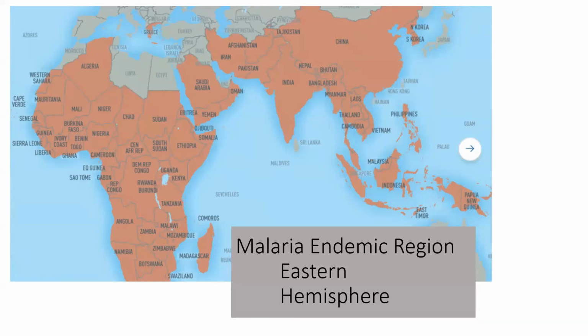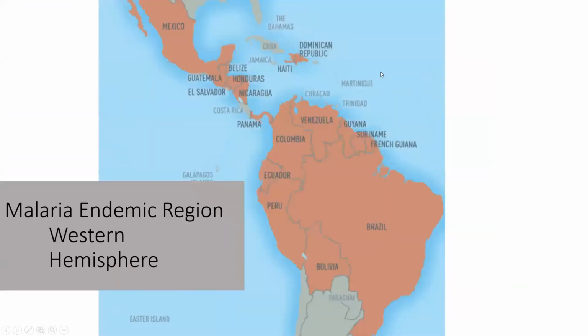So malaria endemic regions include the Eastern Hemisphere, involving most of Africa, as well as China, Pakistan, India, Indonesia. In the Western Hemisphere, many places in South America, Central America. We don't really think of it so much in Mexico, but again, this is just a general map. You would really have to hammer in specific locations.